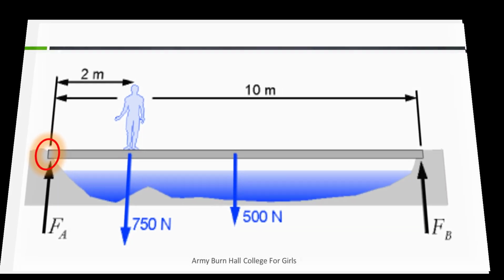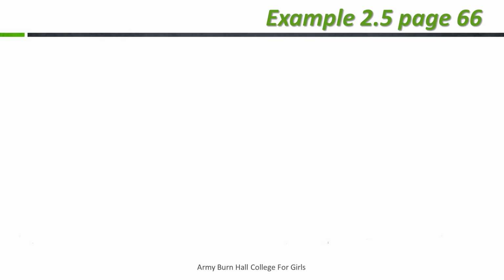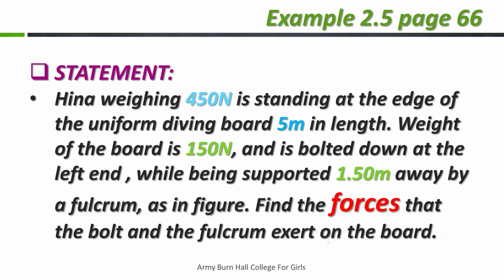So now let's move towards example 2.5, page number 66. The statement of that example is: Hina, weighing 450 Newton, is standing at the edge of a uniform diving board 5 meters in length. Weight is given, length is given. The weight of the board is 150 Newton and it is bolted down at the left end. At one end it is bolted down, okay, it is fixed, while being supported 1.5 meters away by a fulcrum, as in the figure. We will check out the figure. Find the forces that the bolt and the fulcrum exert on the board.